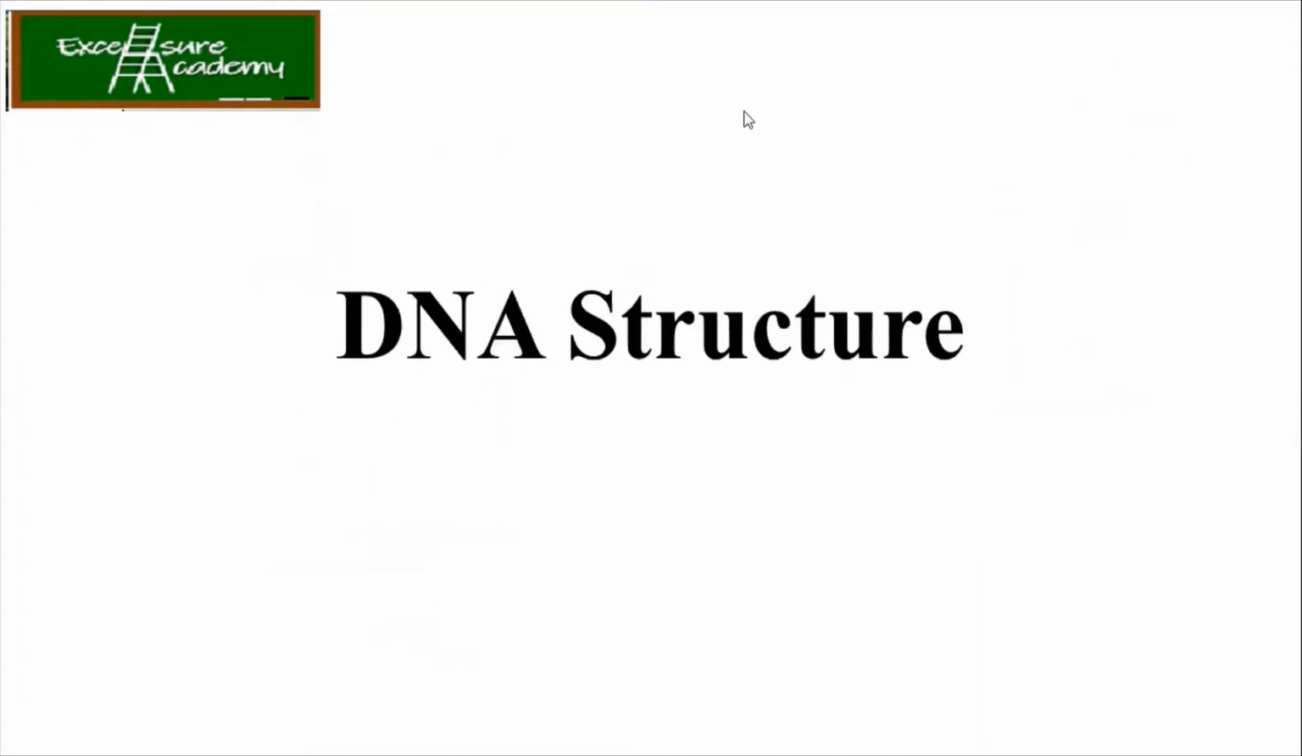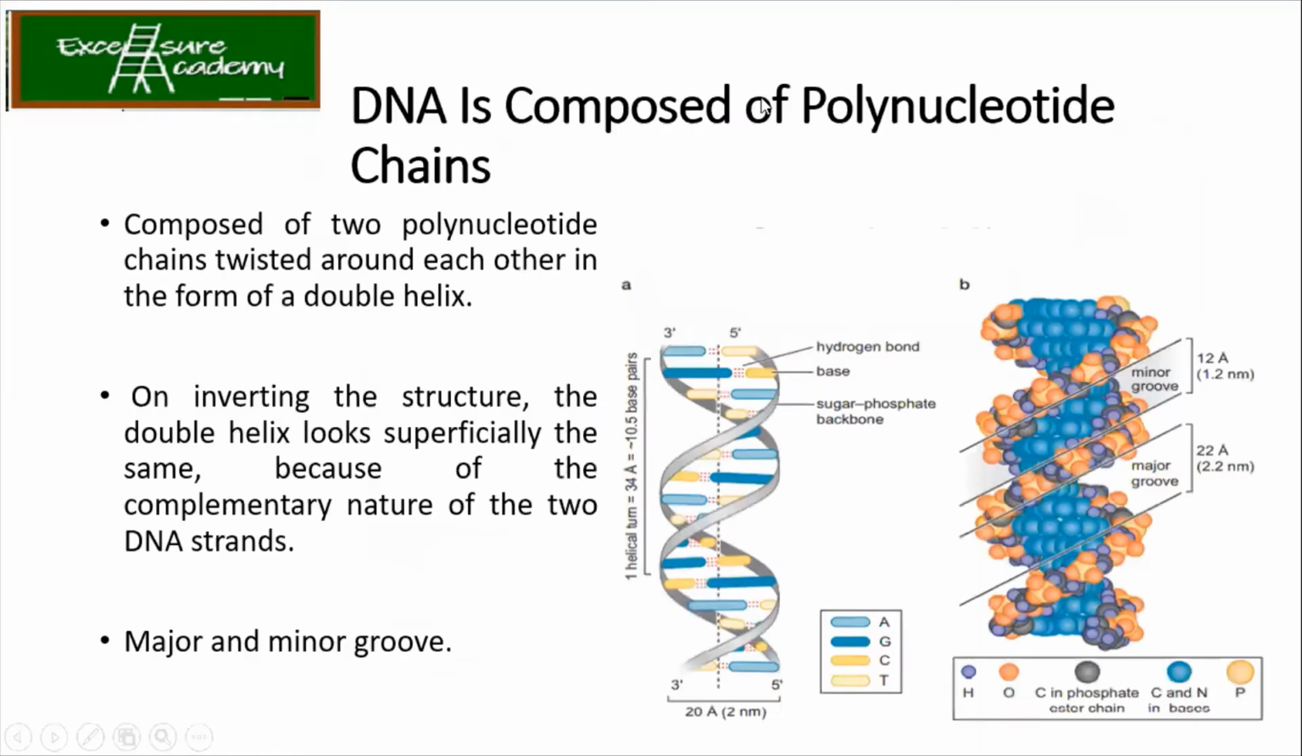Chalo, let's start our DNA structure topic. We know that DNA is composed of polynucleotide chains and they are twisted around each other to form the double helix. As we were saying, DNA is composed of polynucleotide chains, so two nucleotide chains will be there, resulting in the formation of the double helix. We all know the structure of the double helix in DNA.